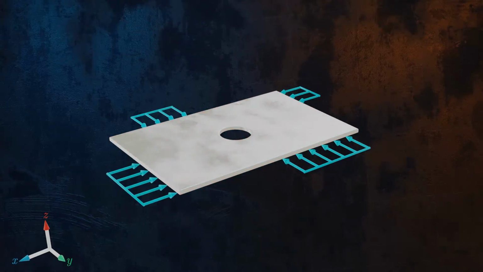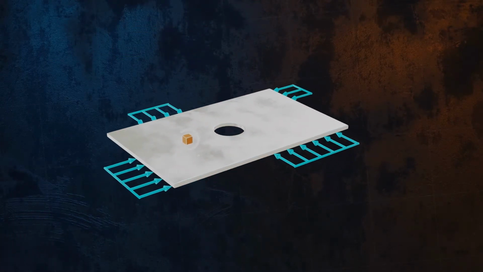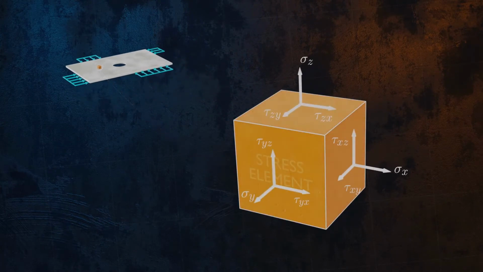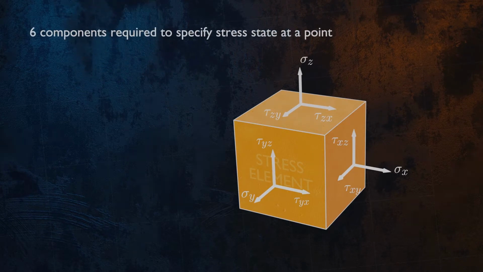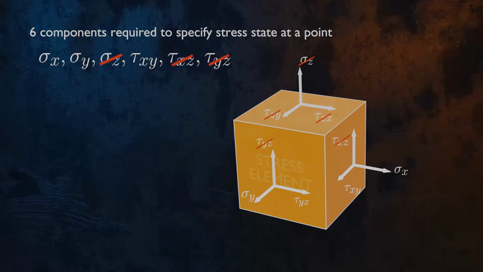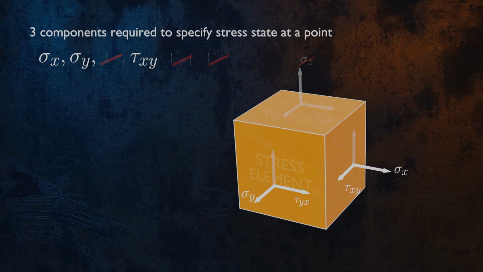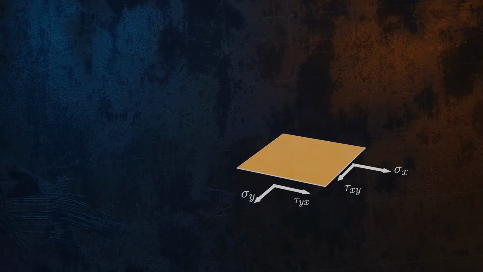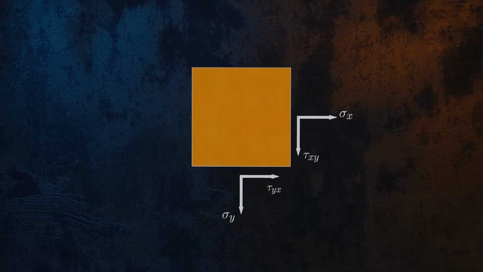Why is the plane stress assumption useful? We can answer by taking a look at a stress element in our perforated plate. The stresses at a single point are defined by 6 different stress components, 3 normal stresses and 3 shear stresses. For plane stress conditions, sigma z, tau xz, and tau yz are equal to 0. This means that the 6 components defining the stress at a point are reduced to just the 3 components, sigma x, sigma y, and tau xy. This is a 2-dimensional problem which will be much easier to solve.